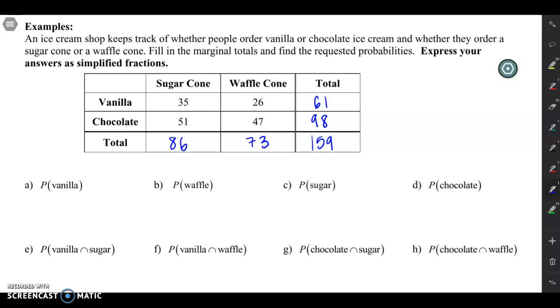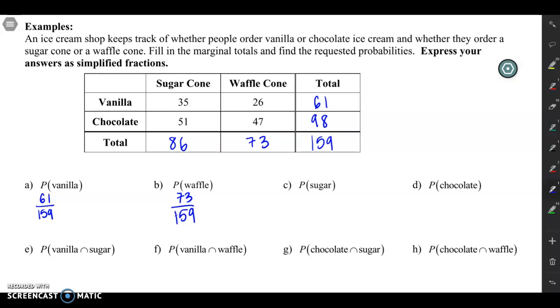Before we jump into conditional probabilities, let's just calculate a few basic probabilities based on this table. First, what's the probability of someone choosing vanilla ice cream? I'm looking at 61 people that ordered vanilla ice cream out of the 159 people whose orders we tracked. Same thing with the waffle cone. I'm going to look at the total number of people that ordered a waffle cone out of the 159 people that placed an order that day.